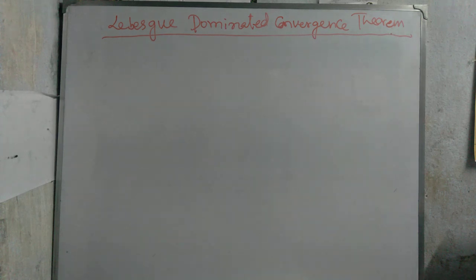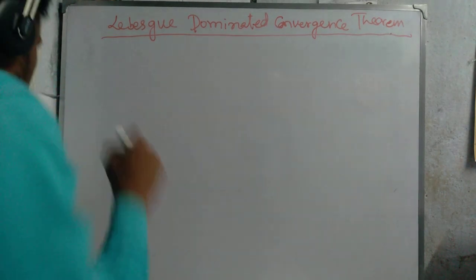So we talk about a sequence of functions which is dominated by another function g, then this sequence of functions converges to one function, and then we get a certain result. This is important and fruitful for us. Now, if we discuss the Lebesgue dominated convergence theorem, first we discuss some properties.